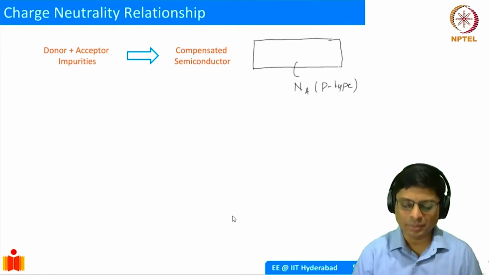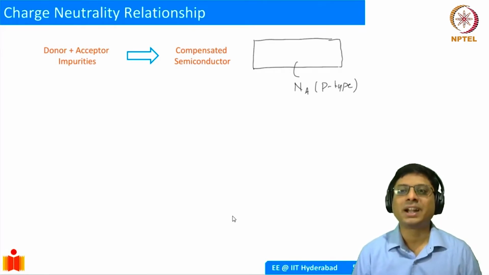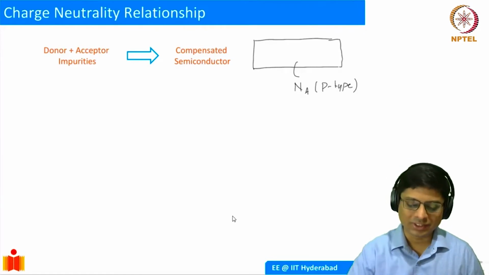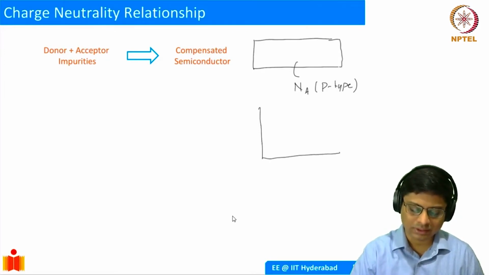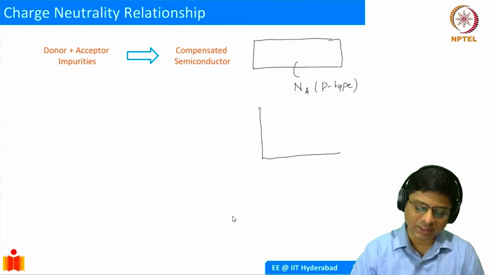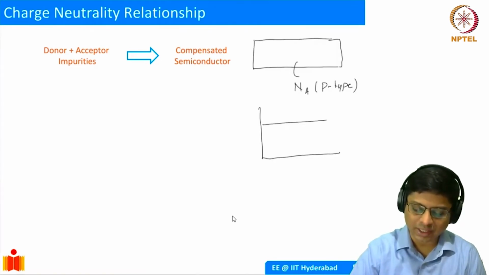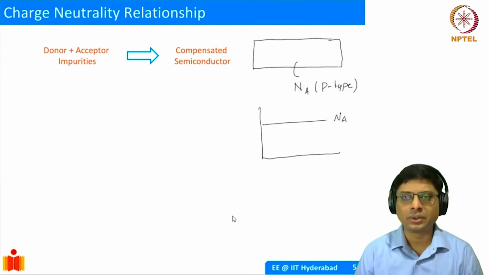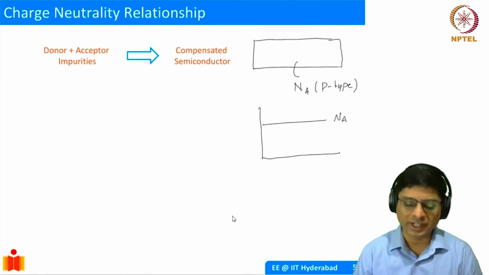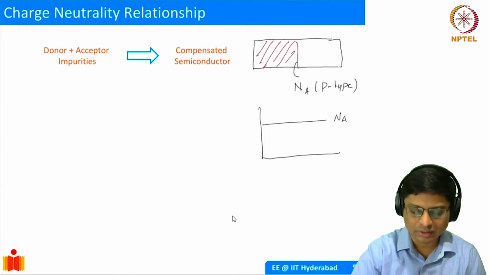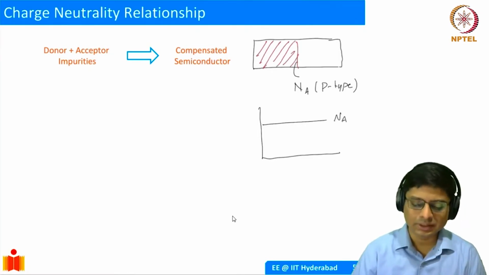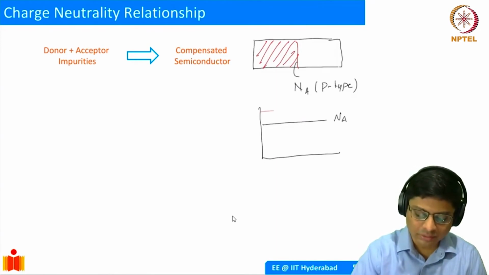So I take this initial piece of p-type semiconductor and I want to make it n-type. How would I do that? If I plot the density, essentially you started with Na. Then, if I want to make some part of it n-type, let's say this part, what would I do? I simply dope it with a higher amount of Nd.